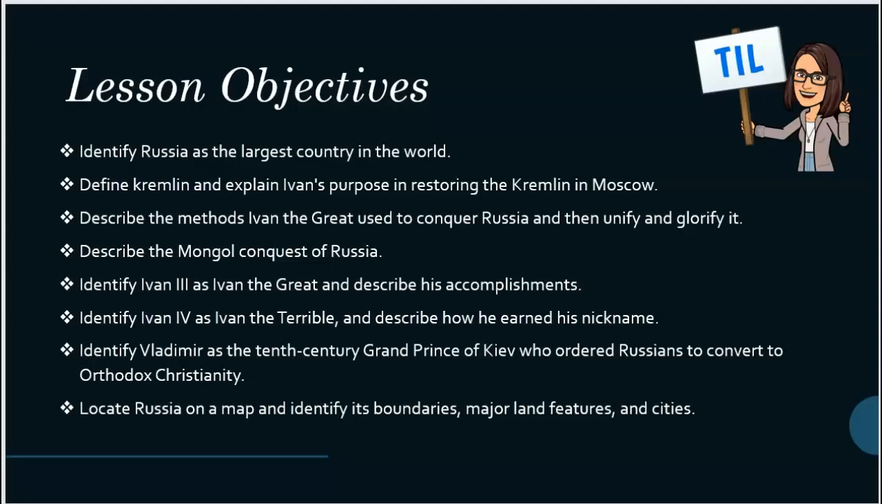Lesson objectives. Identify Russia as the largest country in the world, define Kremlin and explain Ivan's purpose in restoring the Kremlin in Moscow, describe the methods Ivan the Great used to conquer Russia and then unify and glorify it, describe the Mongol conquest of Russia, identify Ivan III as Ivan the Great and describe his accomplishments, identify Ivan IV as Ivan the Terrible and describe how he earned his nickname, identify Vladimir as the 10th century Grand Prince of Kiev who ordered Russians to convert to Orthodox Christianity, locate Russia on a map and identify its boundaries, land features, and cities.